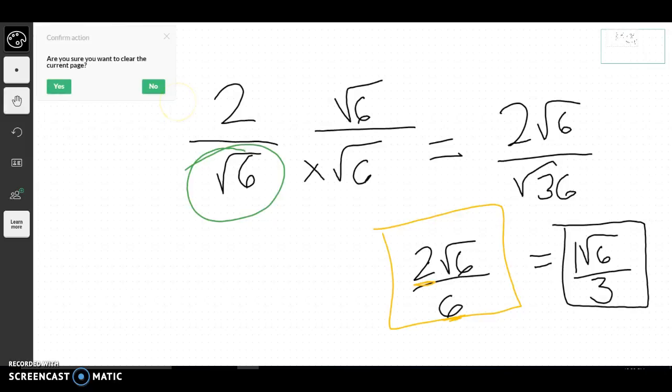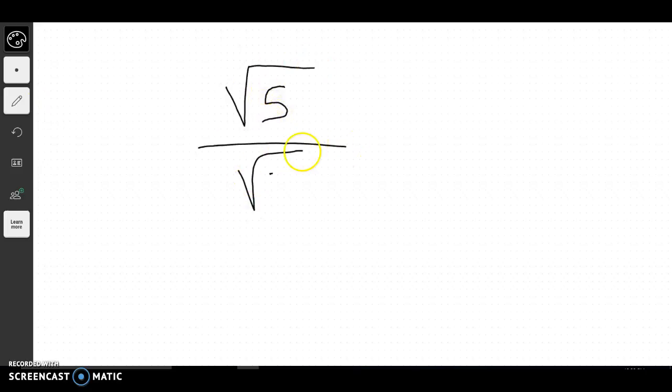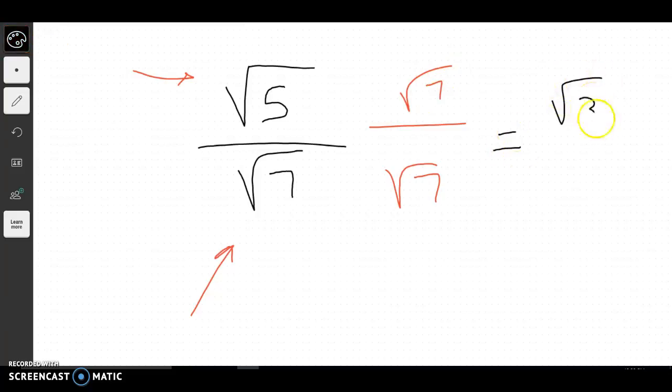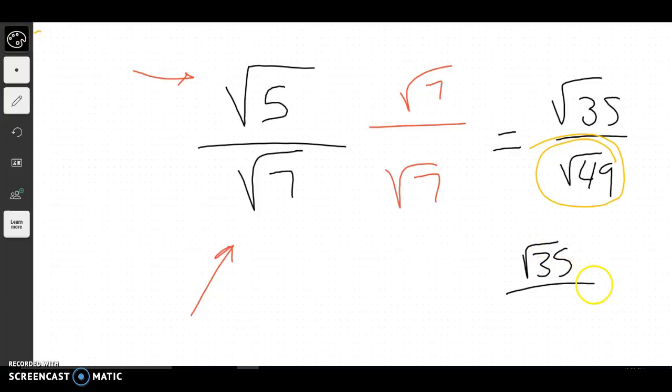Let's try one more of these. This will be a little bit different. So let's say we have 5 over radical 7. Now when I'm doing this, again, I'm not going to worry about this number on the top, because I don't care that that's a radical. The one that I care about is that 7, so we'll times the top and bottom by radical 7. This will give me radical 35 over the square root of 49. And when I take that square root, I should get radical 35 over 7. And again, that would be my final answer.